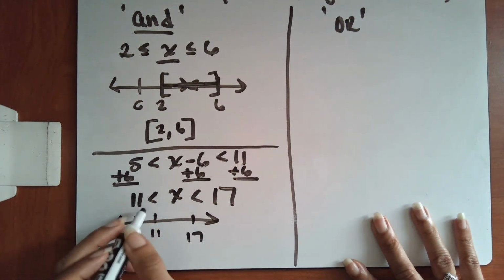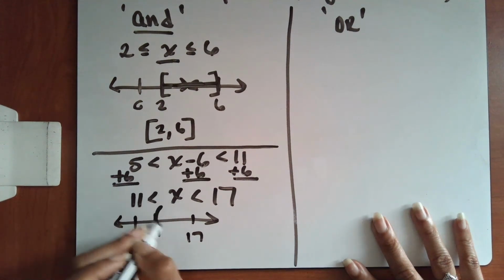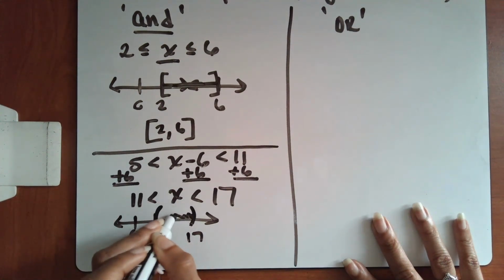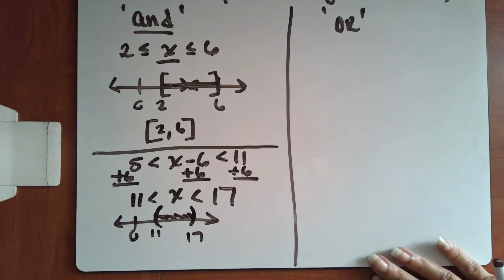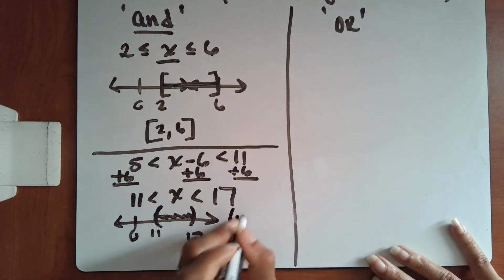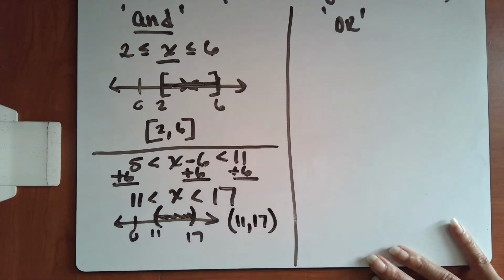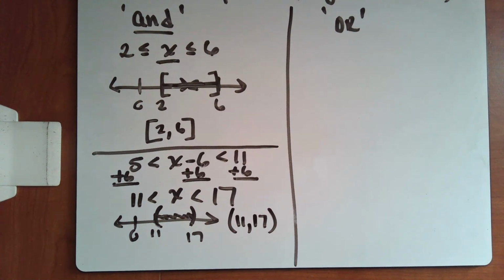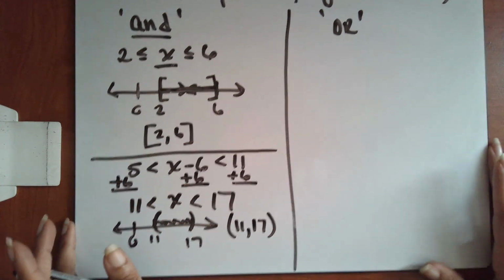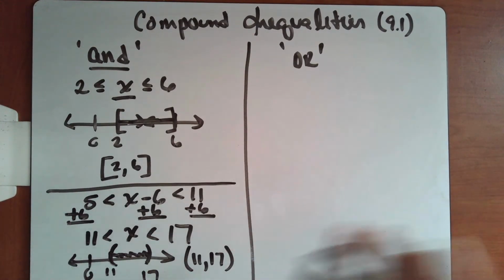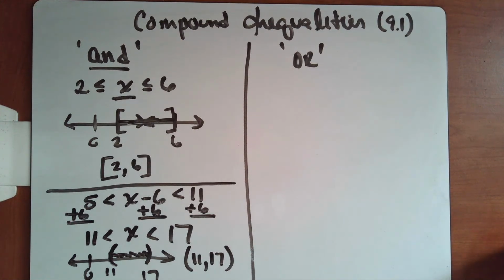So the graph would be x is greater than 11, x is less than 17. So for the and, the solution should always be between the values. And so the interval notation here would just be what? 11 to 17. Okay? So that's and. And then for the ors, they are so nice. It's going to have the word or written in between for you.